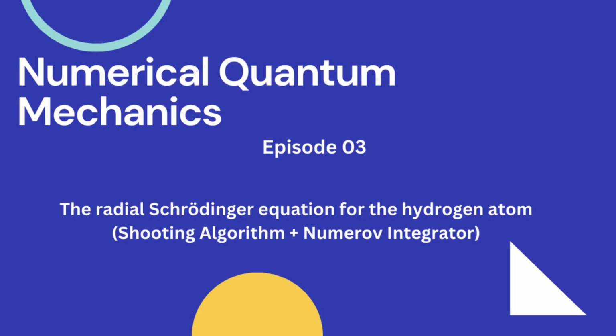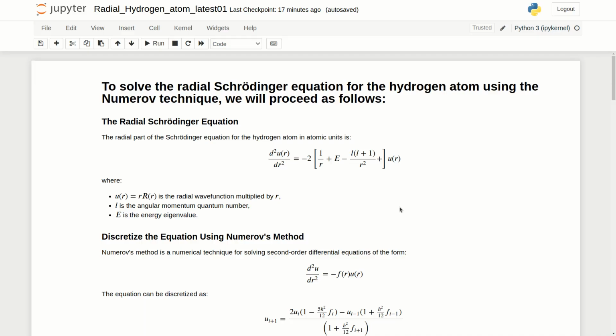In this episode we will learn how to solve numerically the radial Schrodinger equation for the hydrogen atom using the Numerov technique. We know from basic quantum mechanics the radial part of the Schrodinger equation for the hydrogen atom in atomic units, that means where all the pesky constants are set equal to 1. You can check any standard text on quantum mechanics, say Griffiths, and it looks something like that.